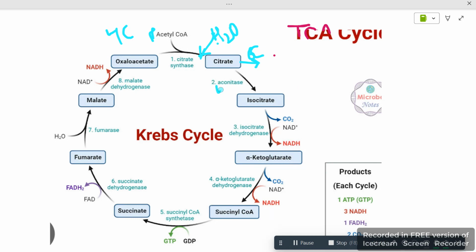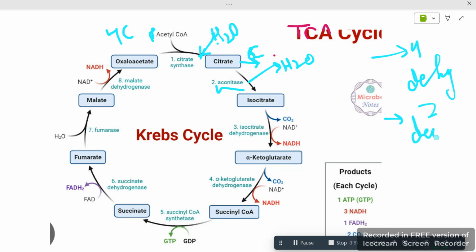Here the enzyme which has been used is known as aconitase, and in this there is removal of H2O, like 2 H2O which have been removed, dehydrogenation. Okay, in this cycle you will see 4 times dehydrogenation and 2 times decarboxylation. Okay, so the product here is isocitrate.